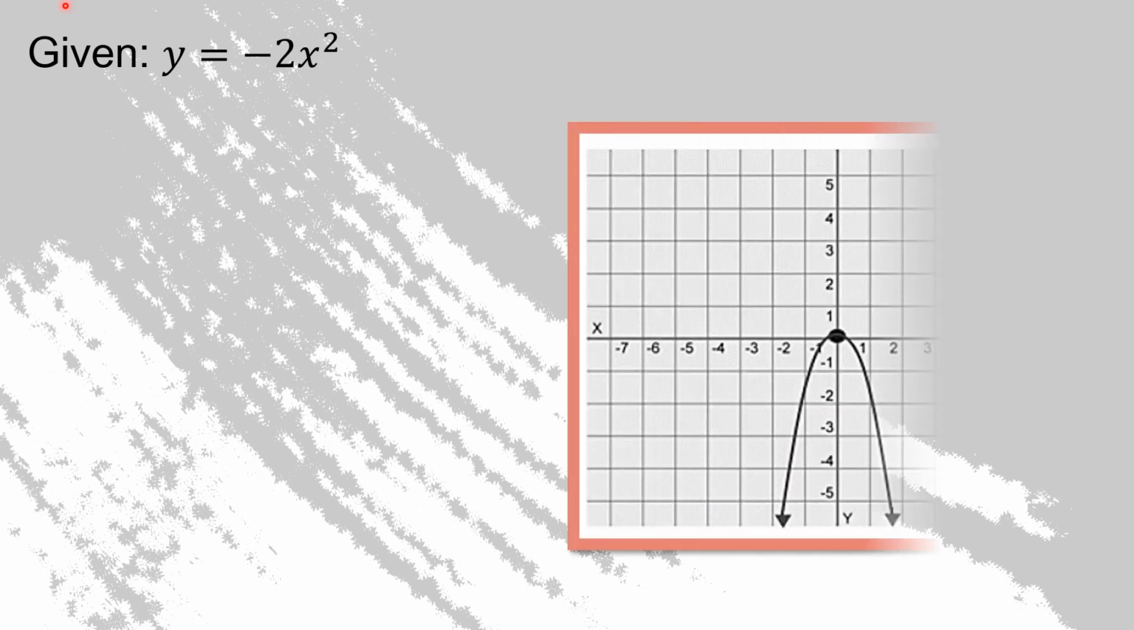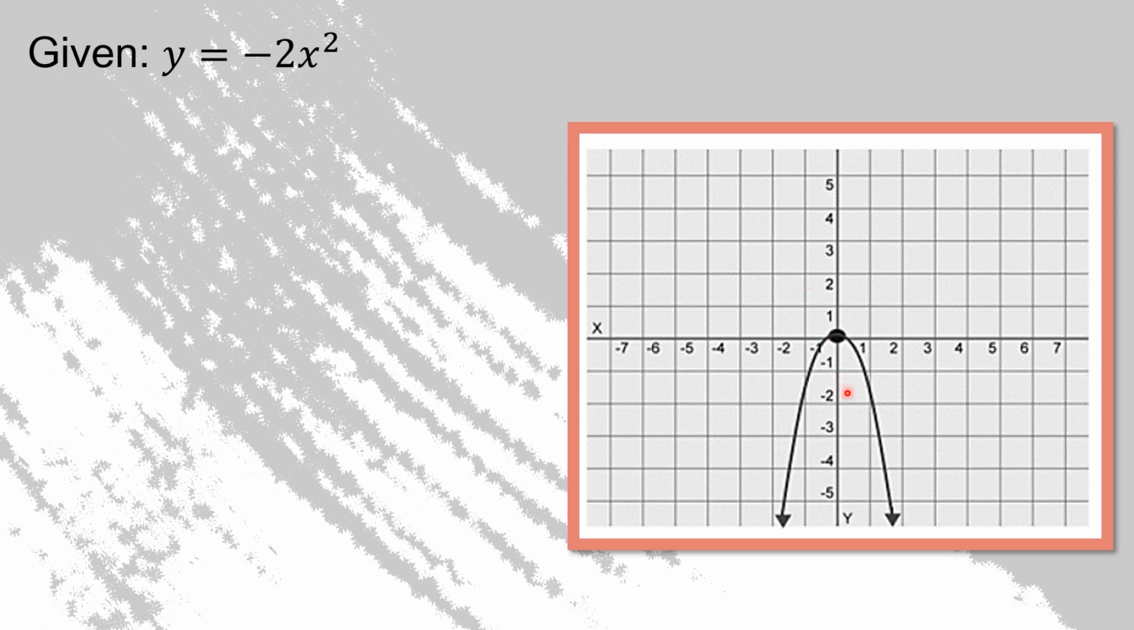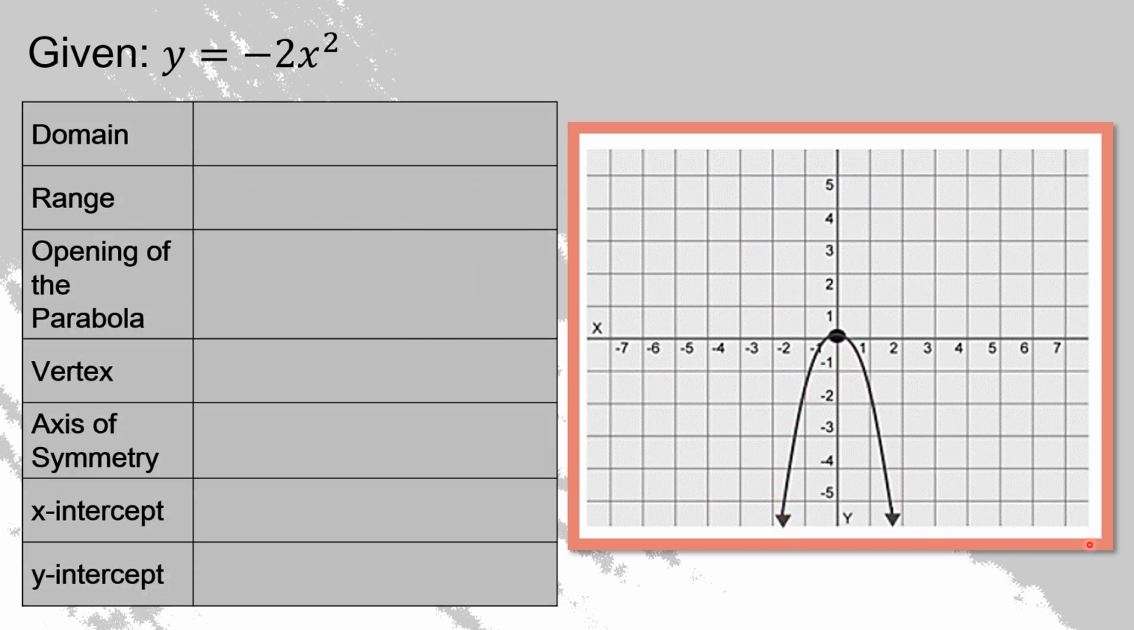So, let's have the first example, y equals negative 2x squared. So, let us use this given graph. So, as you can see, we have the given parabola. And then, let us complete this given table or column. We have the contents: domain, range, opening of the parabola, vertex, axis of symmetry, x-intercept, and the y-intercept.